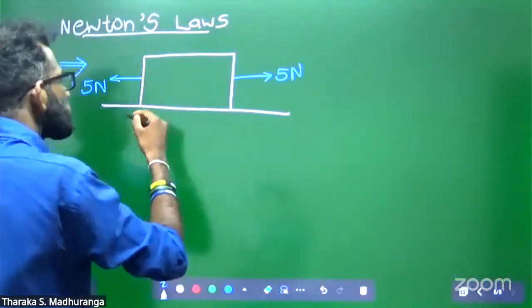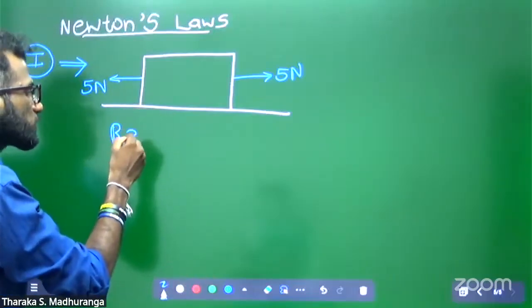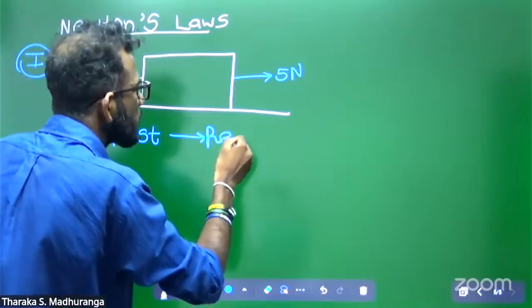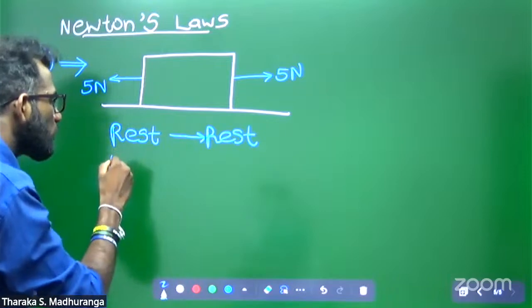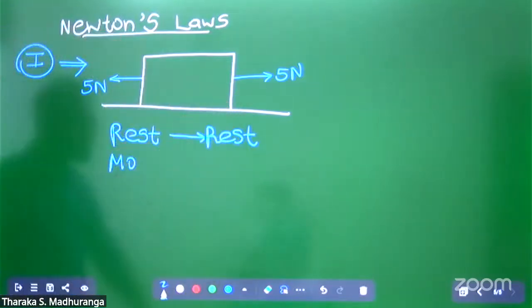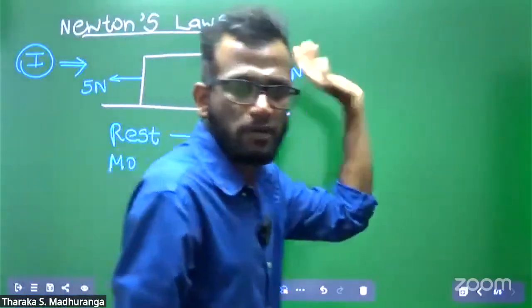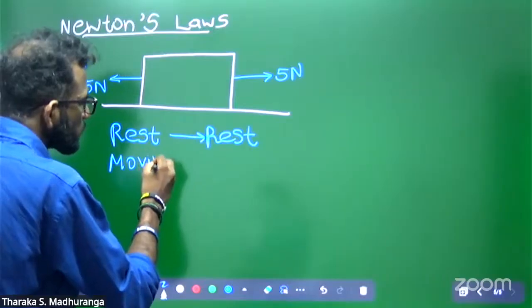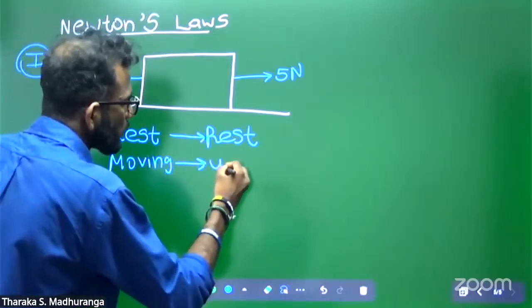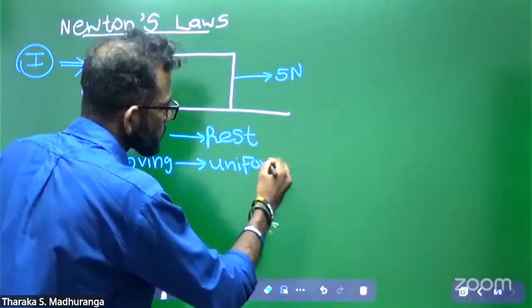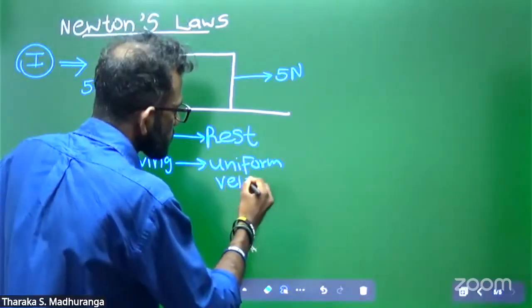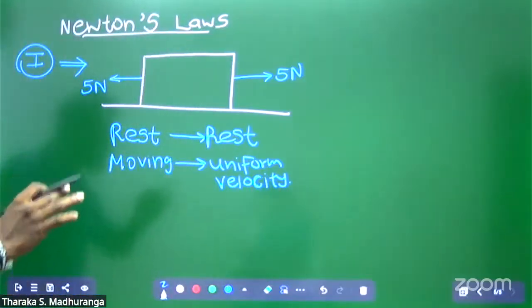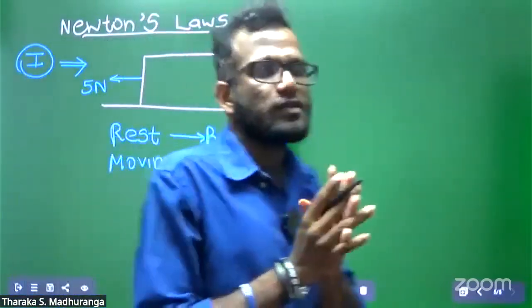think this object is now at rest. Rest objects are rest. And moving objects: if, for any reason, this object is now moving, it's moving with uniform velocity. Uniform velocity. That's the meaning of Newton's first law.